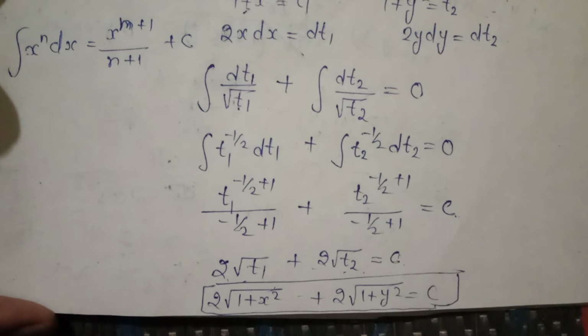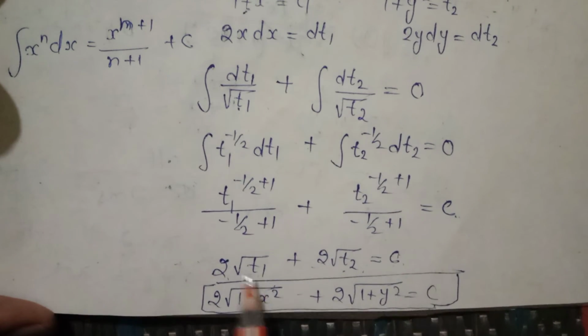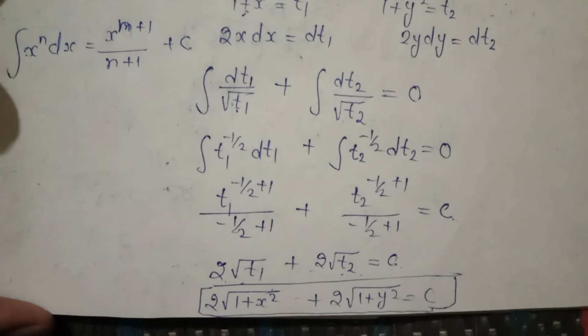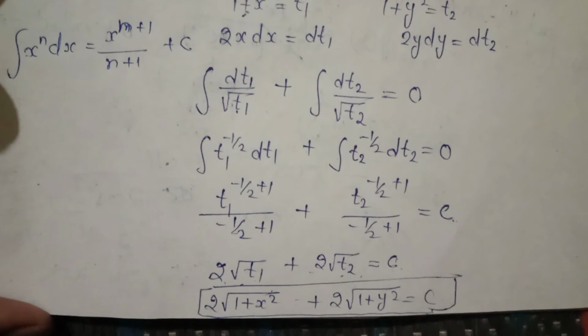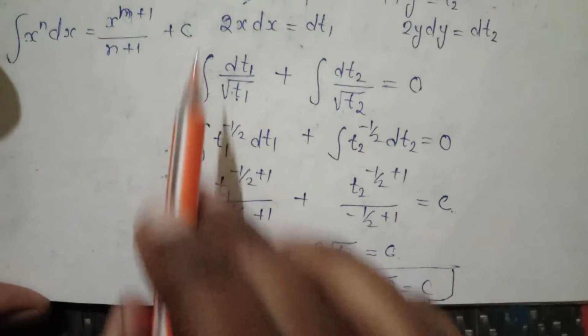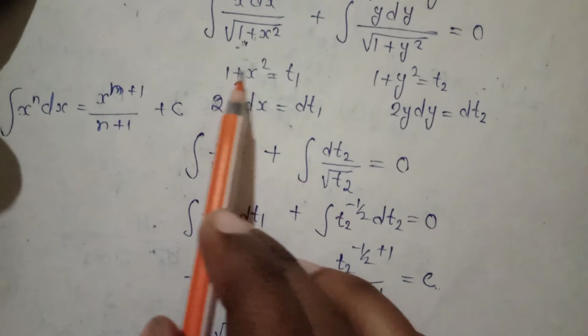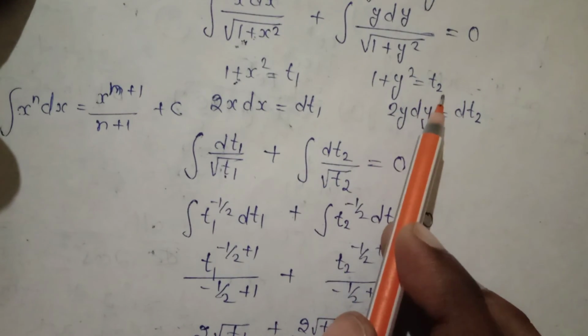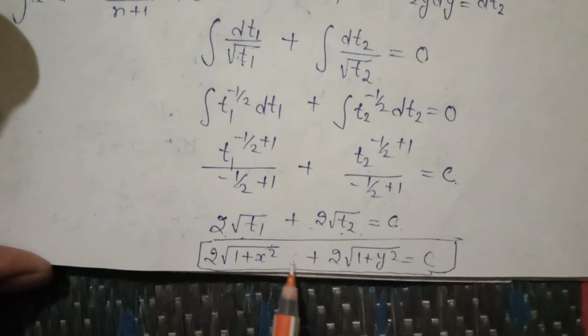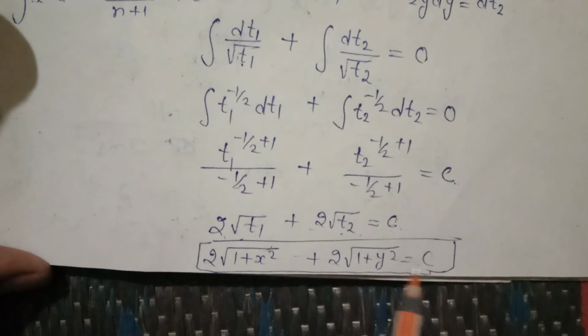We have assumed earlier t1 as 1 plus x square. So whatever we assume, we have to put back in its original form in the result. So we will put 1 plus x square in place of t1, and 1 plus y square in place of t2. So we get 2 under root 1 plus x square plus 2 under root 1 plus y square equal to c.